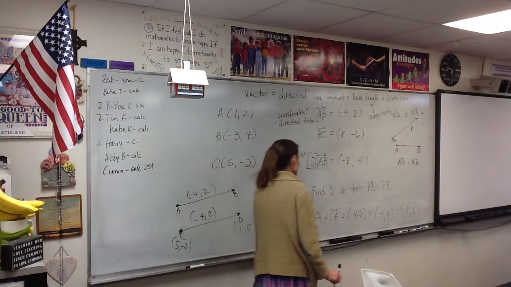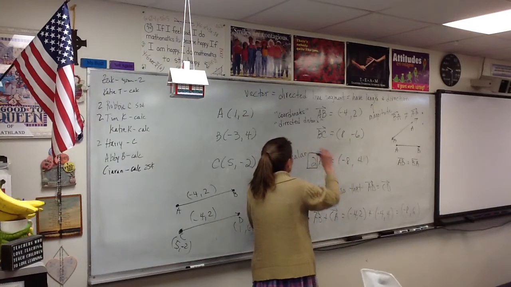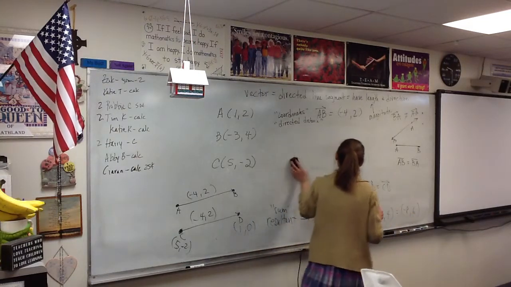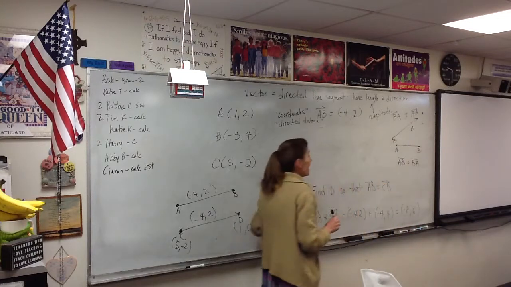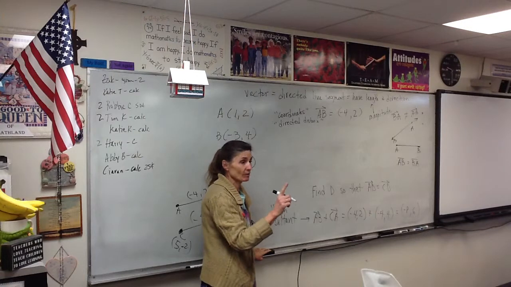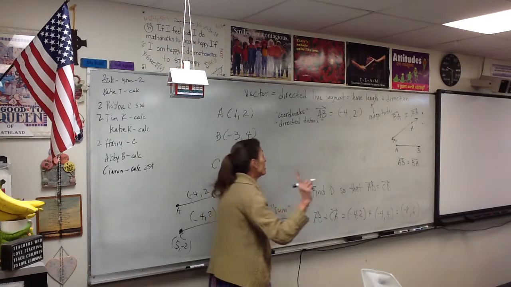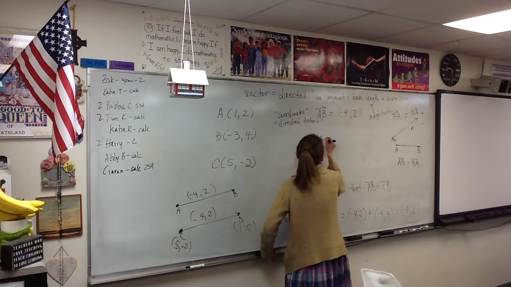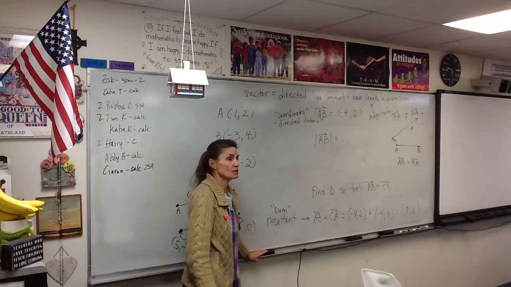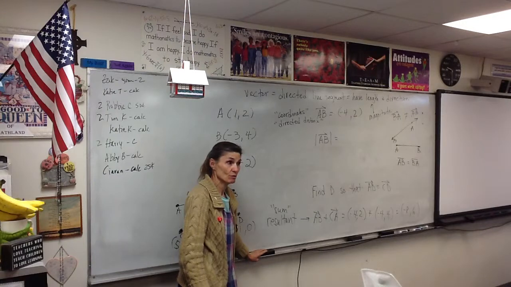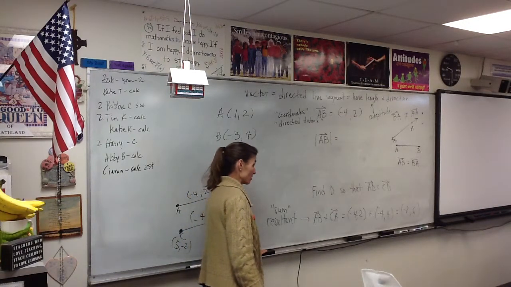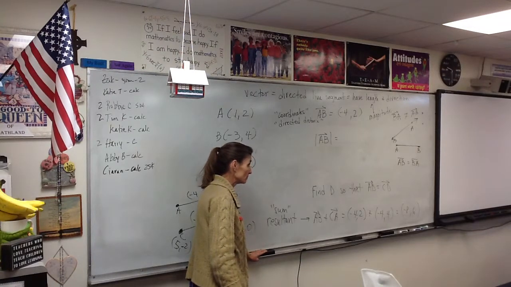Suppose I asked you then, after going through and doing all this, let's just use vector AB. Suppose I asked you for the magnitude of vector AB, the length of vector AB. First of all, this would be the notation for magnitude. It looks like absolute value. But when you see the absolute value, you're referring to the length, the magnitude.